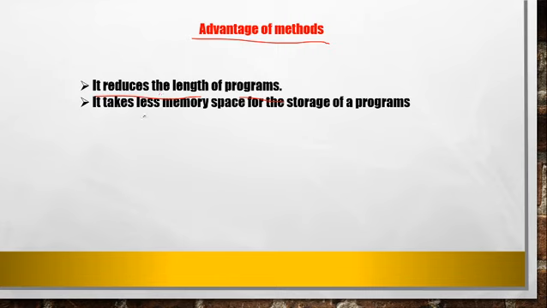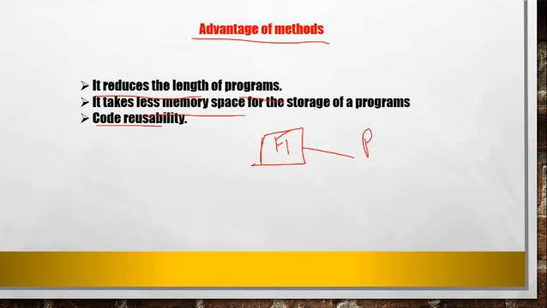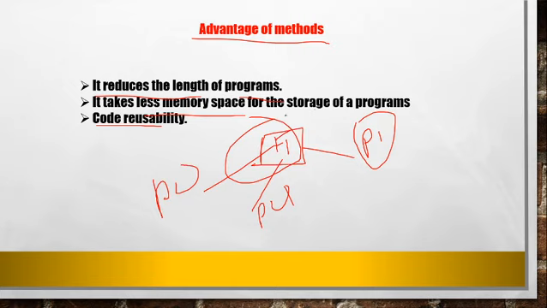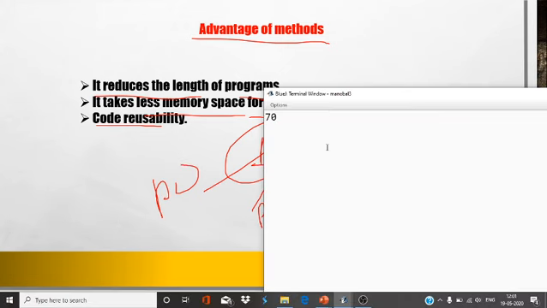It takes less memory space for the storage of the program, and most important, code reusability. I explained to you that if suppose I have made a function f1 or method m1, this method can be used by program 1 in my application, program 2 in the application, but the access specifier should be according to the requirement. If public, then each class can access it. If private, then no other class can access. Like that, access specifier. In coming chapters I will explain about the value type, reference type, and many more things about that.